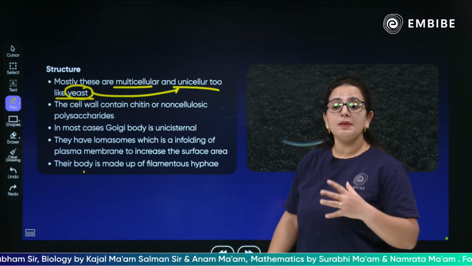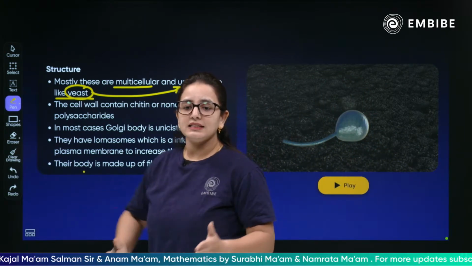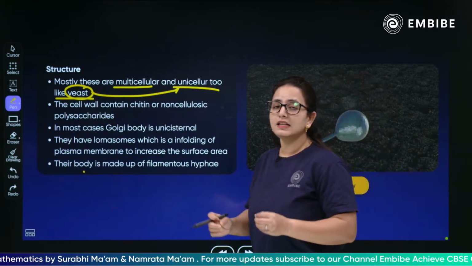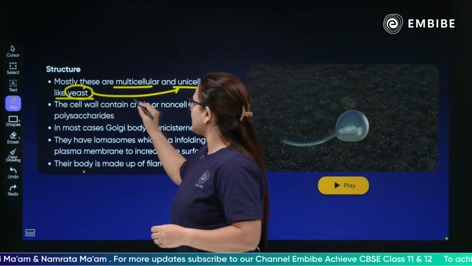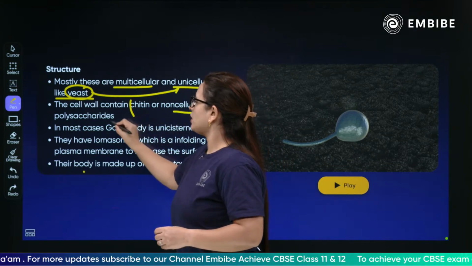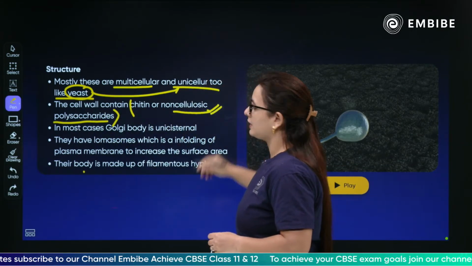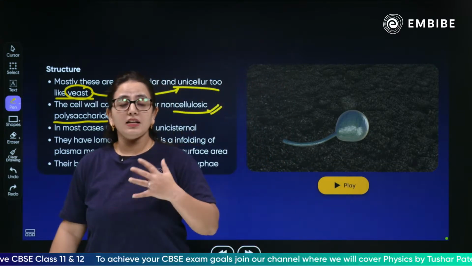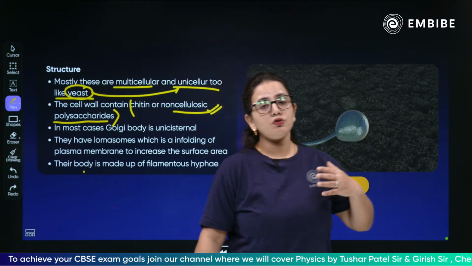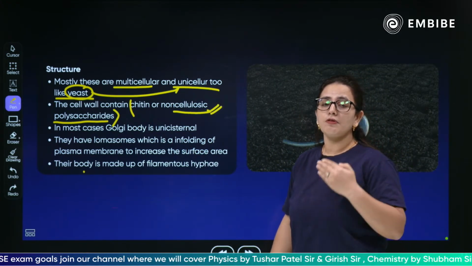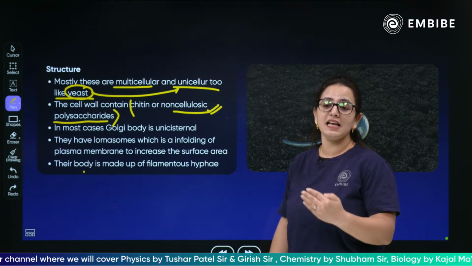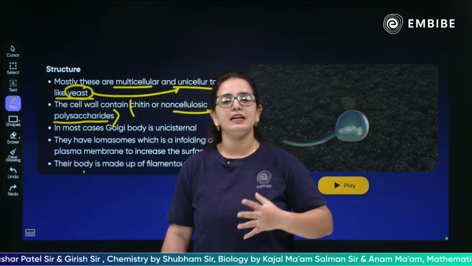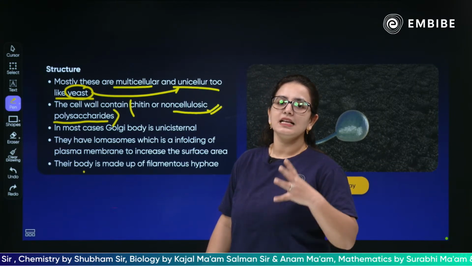What makes the fungi very different from plants, animals, monerans, and of course protista is the cell wall. The cell wall of fungi contains chitin or non-cellulosic polysaccharides. This is a very important point to be noted. The reason we have an individual kingdom for fungi is majorly the cell wall and the nutrition, but mainly the cell wall, which is made up of chitin and non-cellulosic polysaccharides.